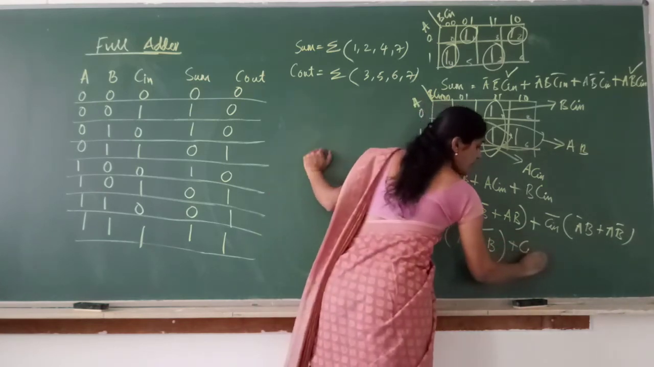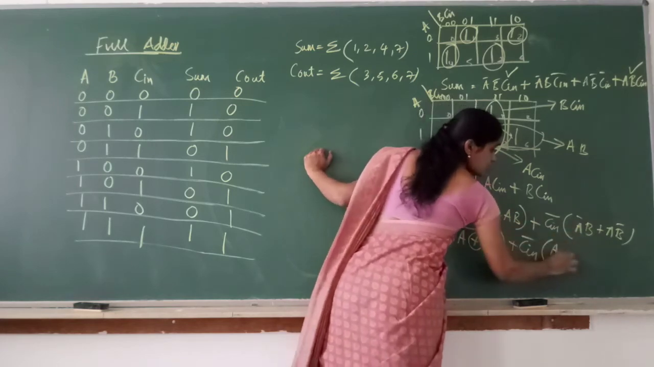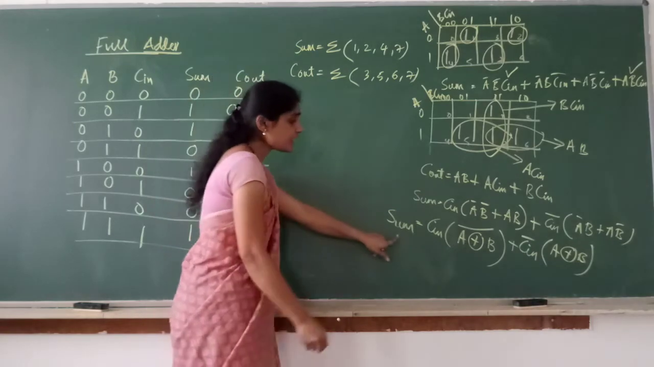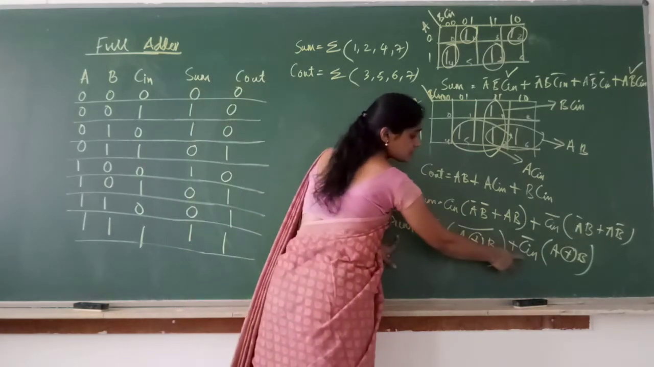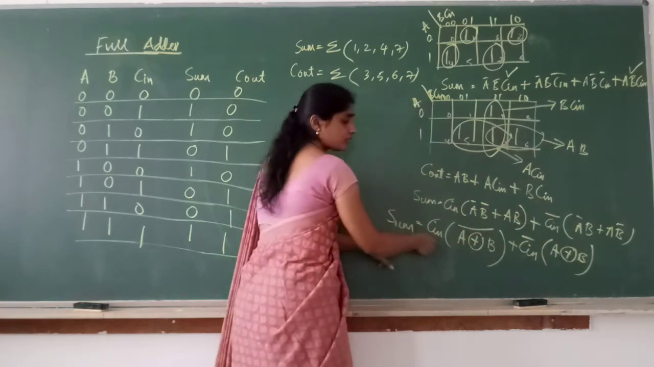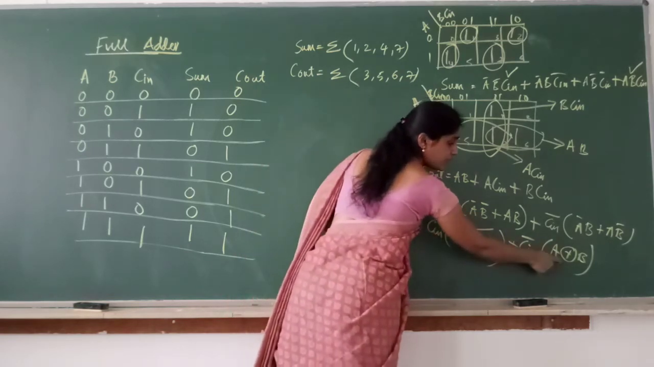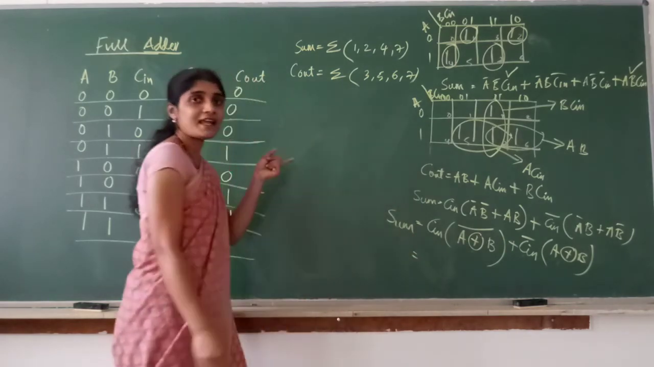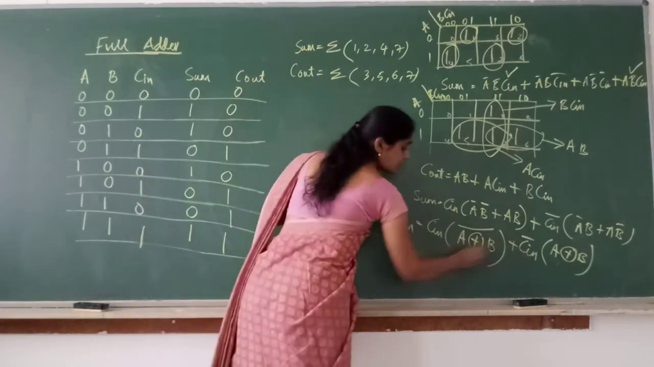Plus C in bar into, this is A XOR B. A bar B plus B bar A is what? A XOR B. Now just look at this equation, isn't it similar to A bar B plus B bar A? So this A bar B plus B bar A is what? A XOR B.